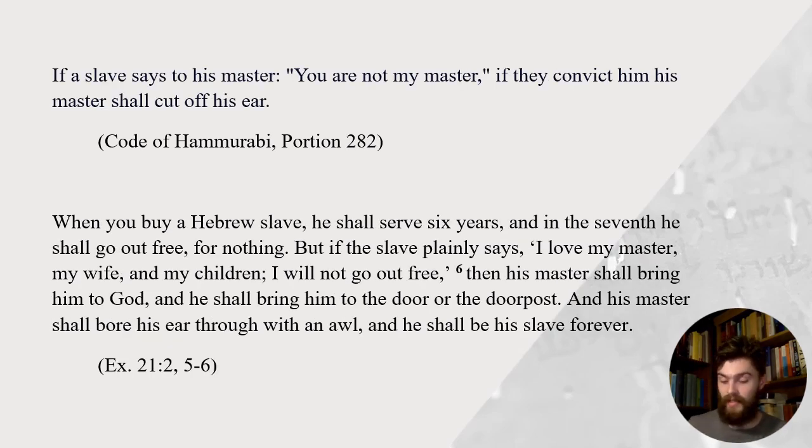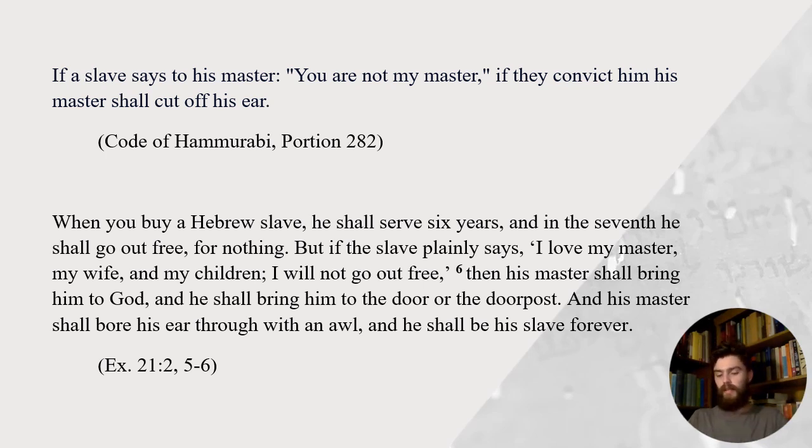And finally, this is a complete inversion. So if a slave says to his master in the Code of Hammurabi, "You are not my master," if they convict him, his master shall cut his ear off. Very clear. If a slave denies his master, cut his ear off. Whereas in the Torah, when you buy a Hebrew slave, he will serve only 6 years, and in the 7th he shall go out free for nothing.